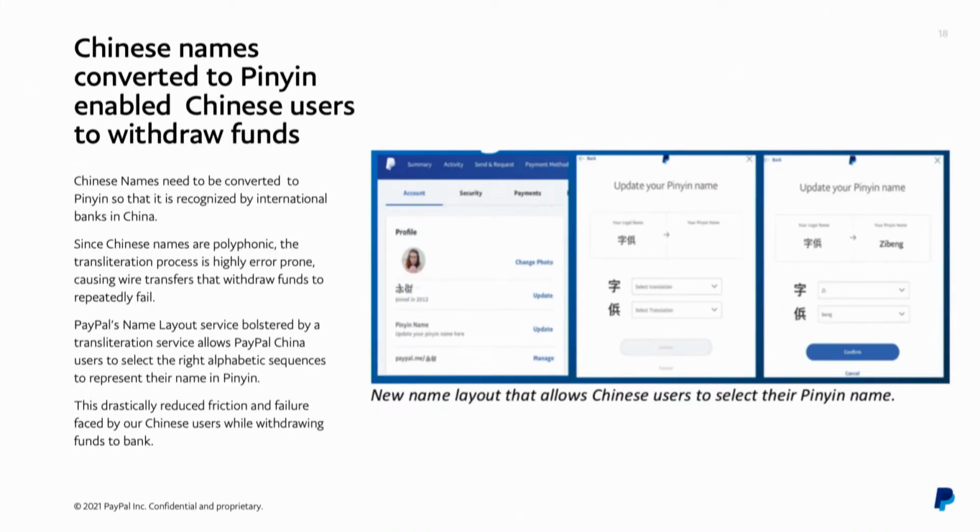This is the Pinyin name that I mentioned before. This is our new onboarding flow into China. Now you can see this person is able to choose from different Pinyin options. And now we are looking into extending this transliteration service to other languages in other parts of the world.